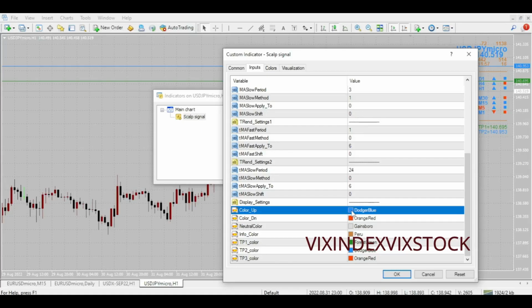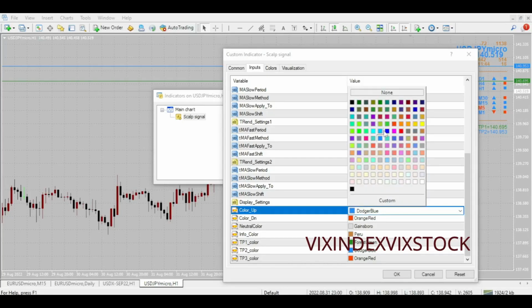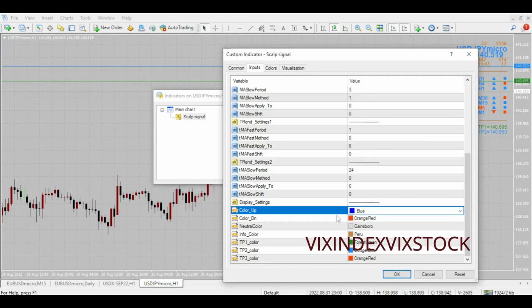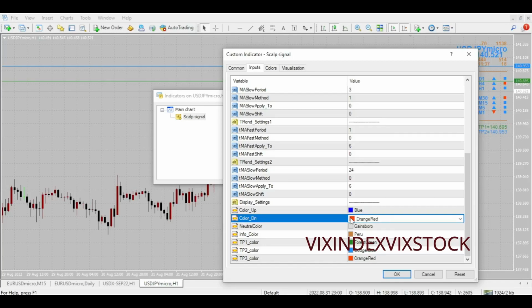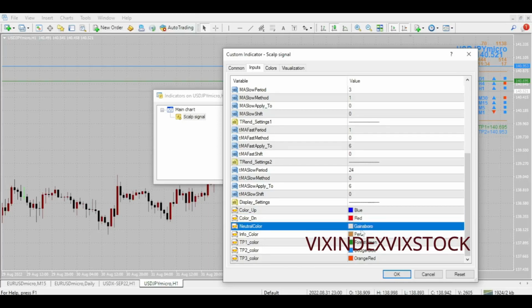Really, I found that it doesn't make a major difference. But anyway, if you really want to zero in on signals and everything, then you can play around with these settings. Then colors, obviously you can change the colors for the buy signals. When the trend is up, we want it to be blue. When the trend is down, we want it to be red. When the trend is neutral, you can keep it as Gainsboro, or you can make it yellow or gold, whatever you want.